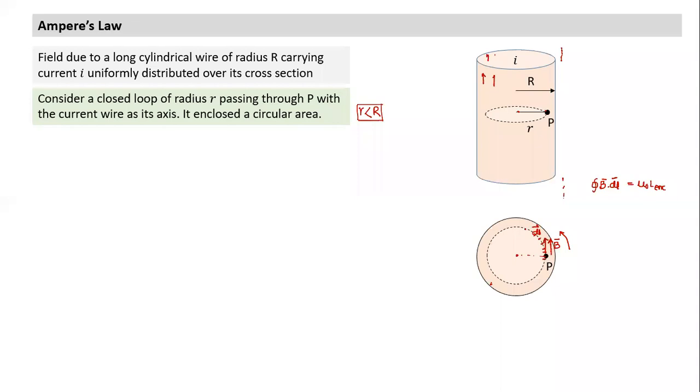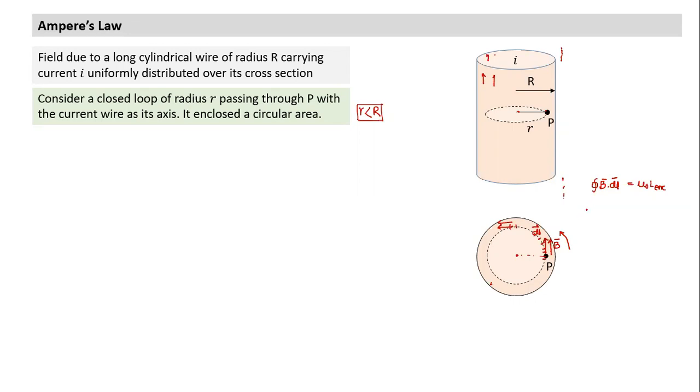For every small element, the angle between the dl vector and the B vector will be 0. The B vector is tangential, we can infer. But do we know whether it is up or down? We don't know. But we can assume one direction and then calculate. If B comes out positive, our assumption was correct. If B comes out negative, the assumption was wrong. So I assume B in this direction.